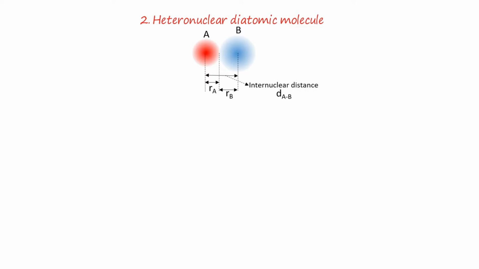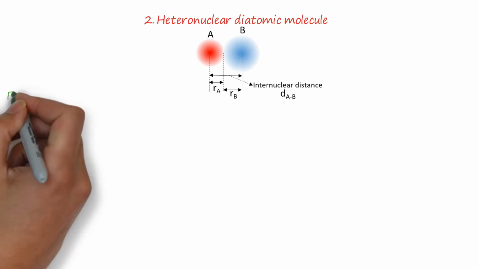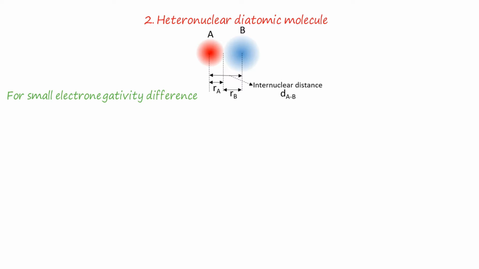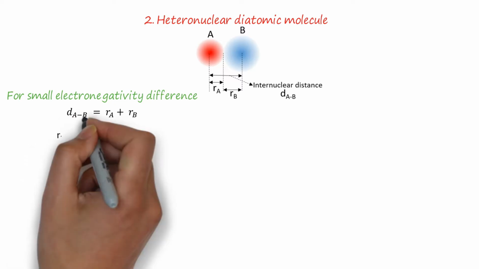To find out the covalent radius of an atom in heteronuclear diatomic molecules, we have to consider the electronegativity difference between two combining atoms. For molecules that have small difference of electronegativity between the bonded atoms, the covalent radius can be calculated by the formula: internuclear distance between two atoms is equal to covalent radius of atom A plus covalent radius of atom B. Let us consider the heteronuclear polyatomic molecule methane.